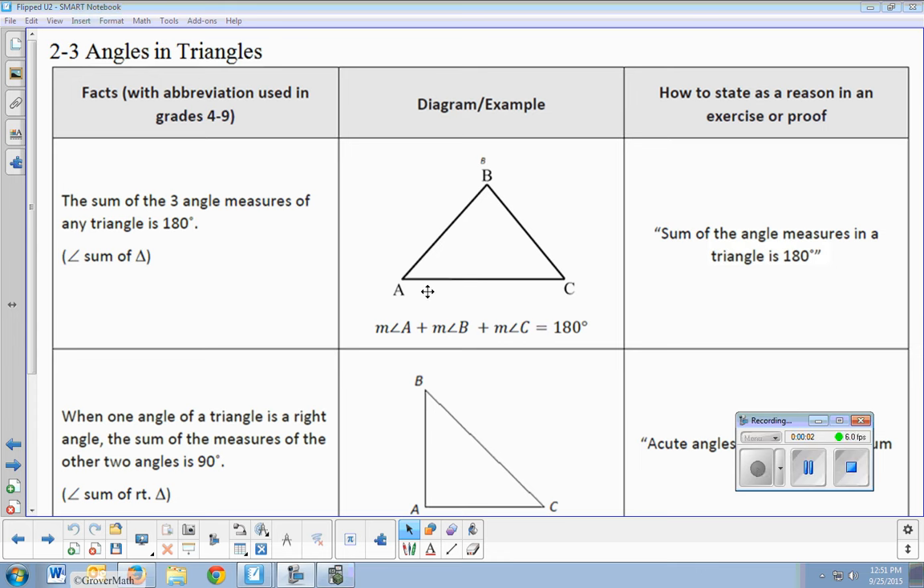Geometry Unit 2, Section 3, Angles and Triangles. So before we get to solving some example problems, let me run through some things that you might already know.